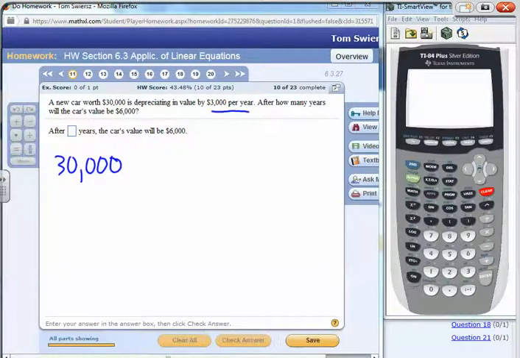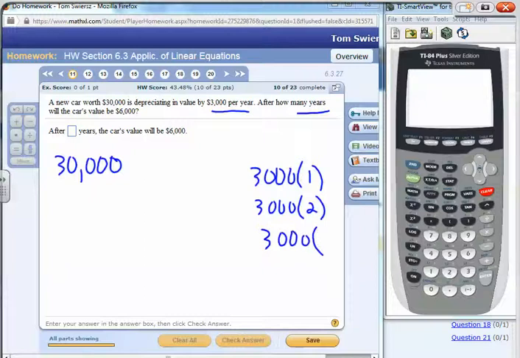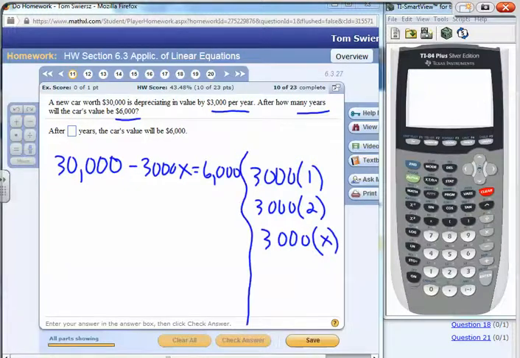Now, after 1 year, it would go down by $3,000. After 2 years, it would go down by what? $3,000 times 2. We don't know how many years, so the variable is the number of years, so it's going to go down by 3,000 times x, right? Going down means we're going to subtract 3,000 times x, the number of years, and then when will the car's value be 6,000? So there's our equation.